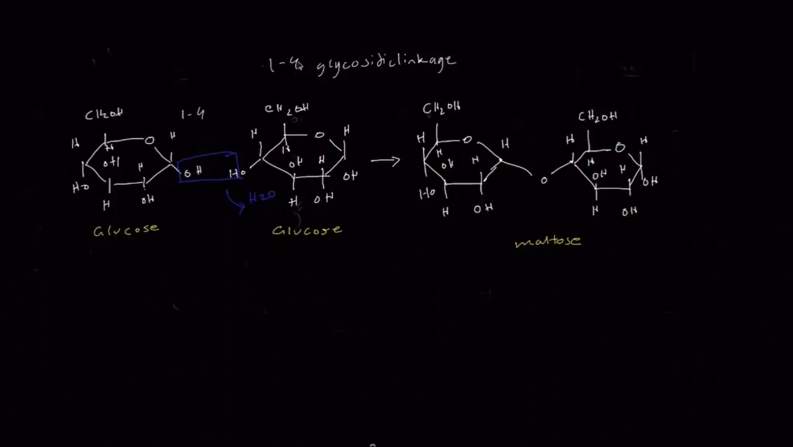Why is it called 1-to-4 again? Because we have the first carbon of one glucose directly linking with the fourth carbon, 1, 2, 3, 4, fourth carbon of the other glucose molecule, thus forming a 1-to-4 glycosidic linkage. Anytime you have a question that asks about a 1-to-4 link, 1-to-3 link, just know that they're talking about the carbons of that carbon skeleton.